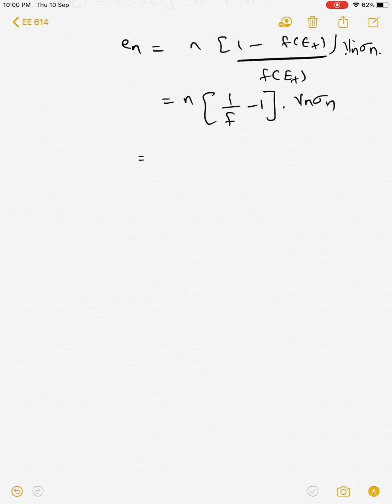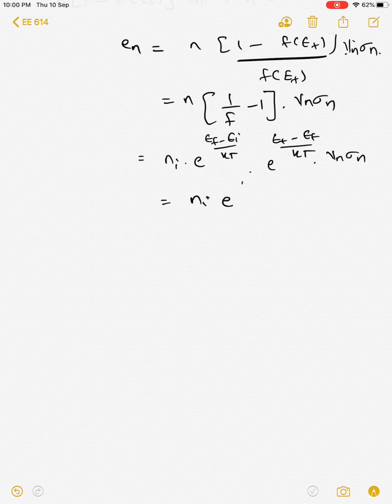So here we know that n can be written as ni e power Ef minus Ei by kT, right? And 1 by F minus 1 is actually e power Et minus Ef by kT, times Vn sigma n, which will finally turn out to be ni e power Et minus Ei by kT, Vn sigma n. This is the electron emission efficiency, right?